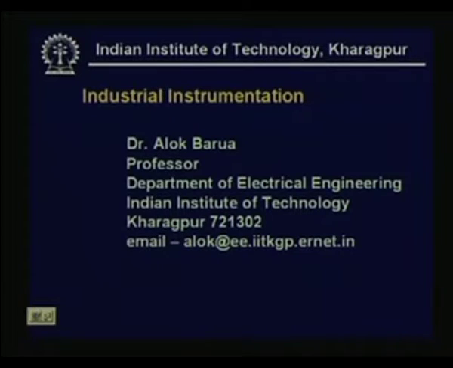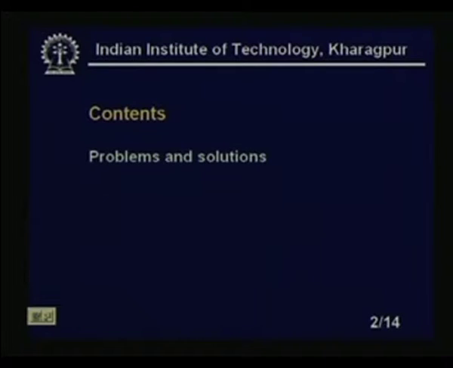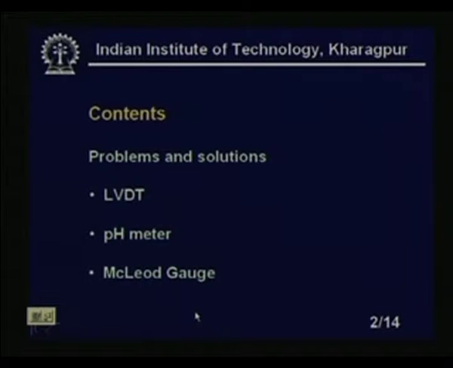McLeod gauge. As you know, the McLeod gauge is used for low pressure measurements, the pH probe is used for pH measurements, and LVDT we have already covered. So, we will solve different types of problems of LVDT. So, let us look at the contents of this lesson. These are problems and solutions on industrial instrumentation. The contents are the problems and solutions: LVDT, linear variable differential transformer, pH meter as well as McLeod gauge.